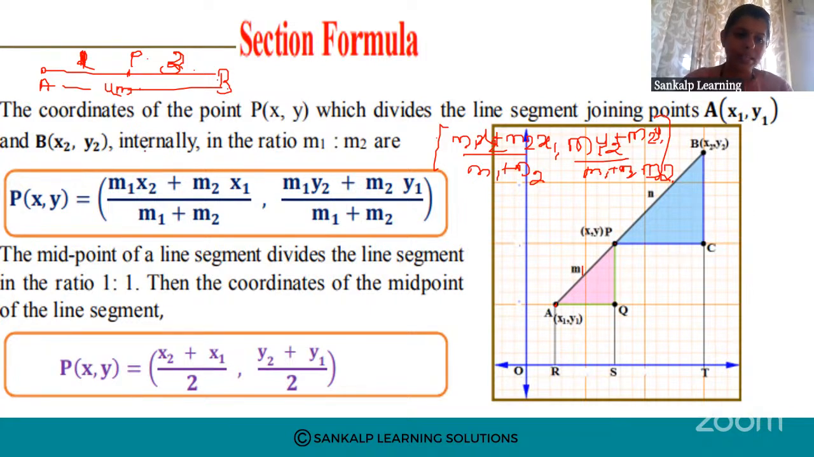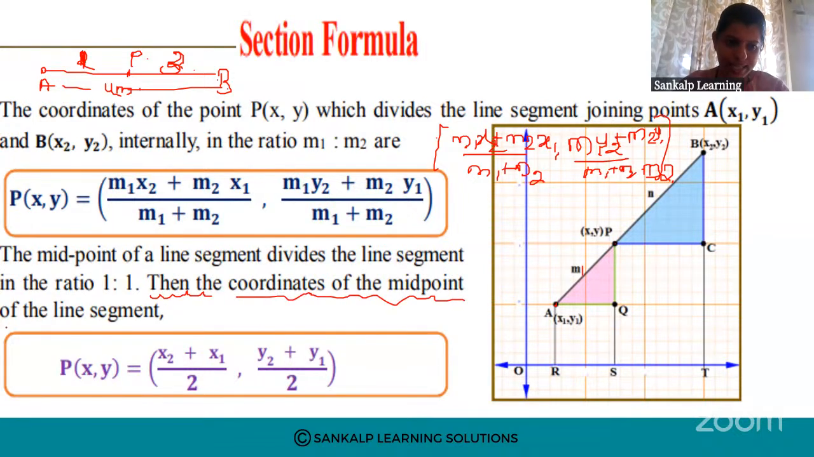The midpoint of the line segment divides the line segment in the ratio 1 is to 1. So if m1 is to m2 is 1 is to 1, it divides internally in the ratio 1 is to 1, then we get the coordinates of the midpoint of the line segment. So this is very important. Midpoint of the line segment.